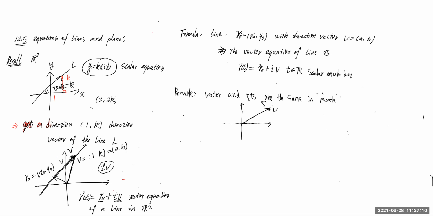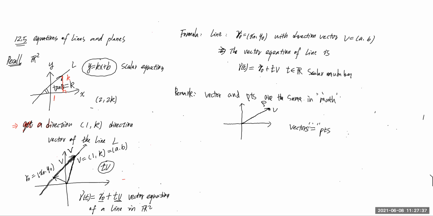From this perspective, I can say vectors are equal to points. Is it clear? It's kind of a perspective. They're not exactly the same, but you have to use some language to connect them. But you can understand it in this way. I hope it's clear for you.